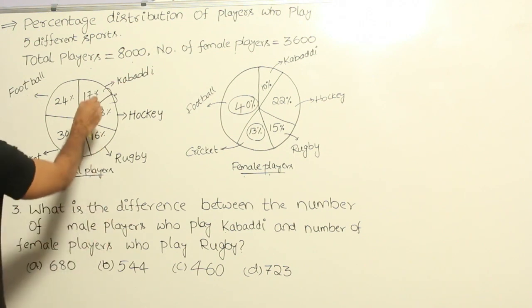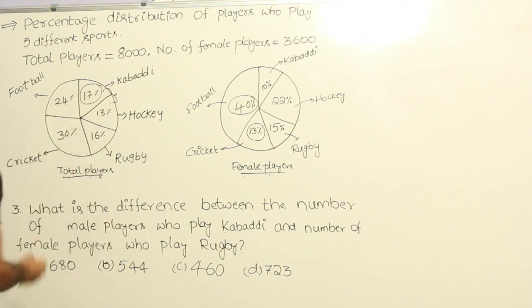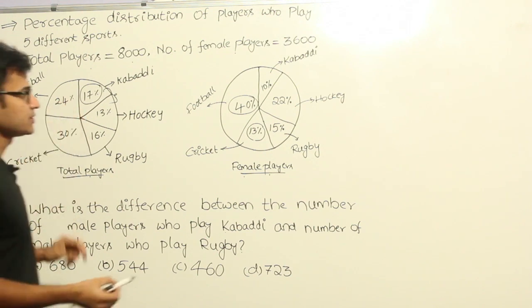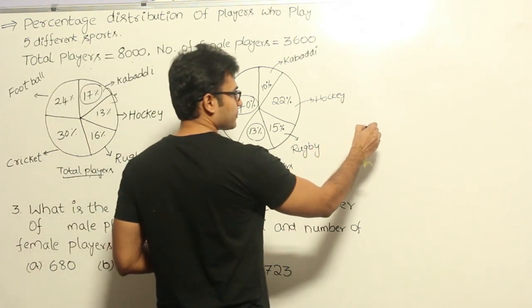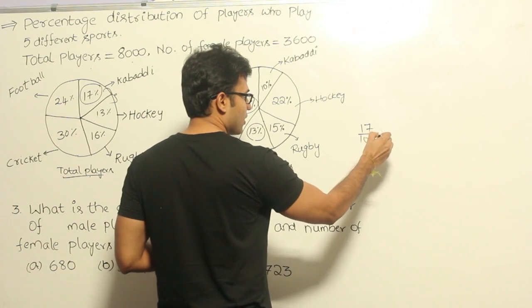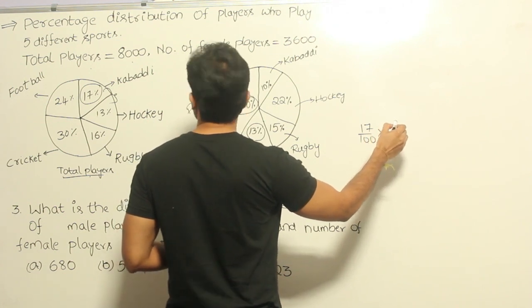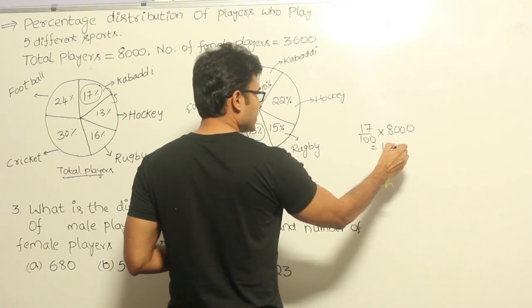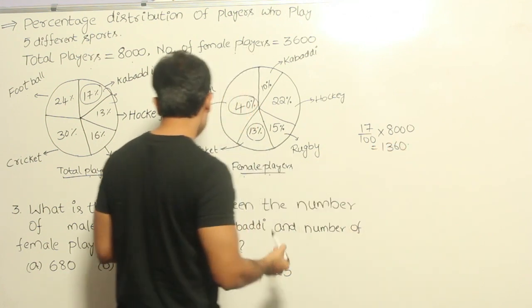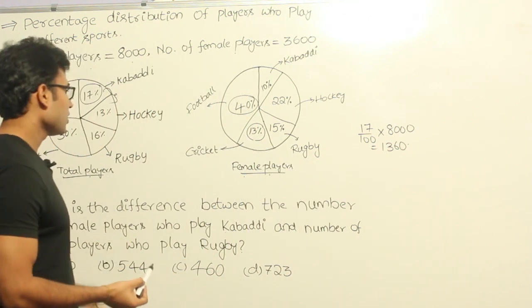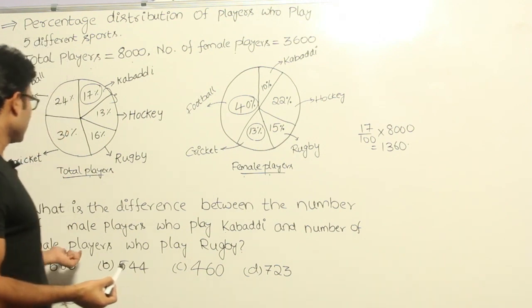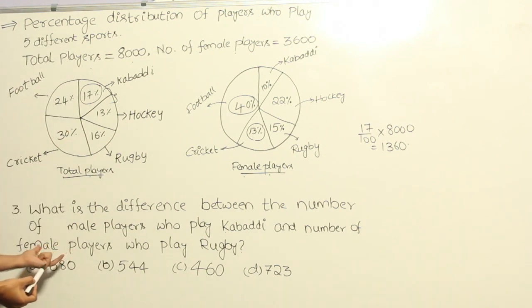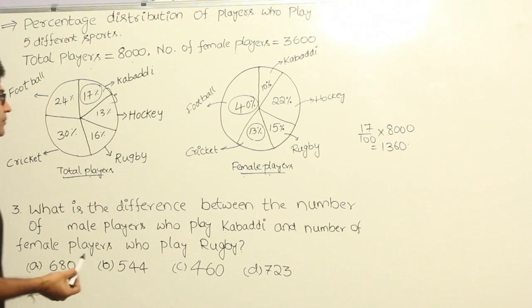So kabaddi is given here. 17% of the total players are playing kabaddi, which means 17% of 8000 is equal to 1360. So this is the total number of players who are playing kabaddi here, and now we need the total number of female players who are playing kabaddi.